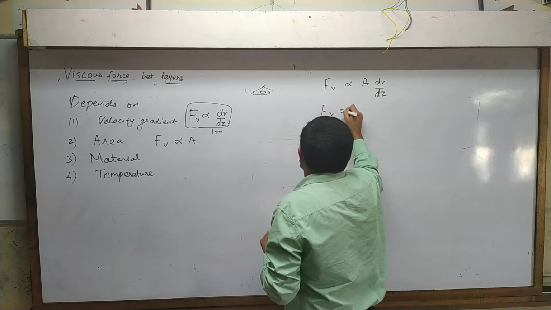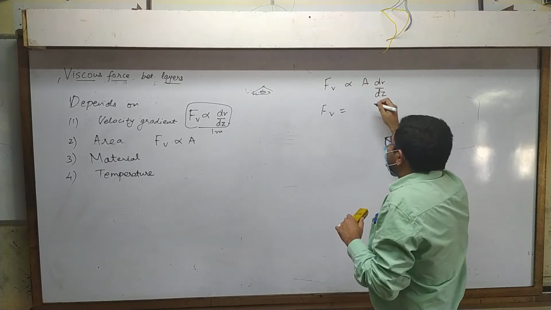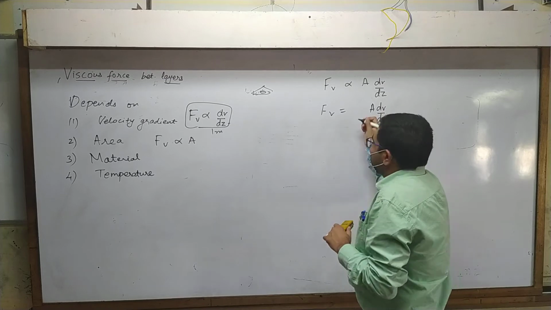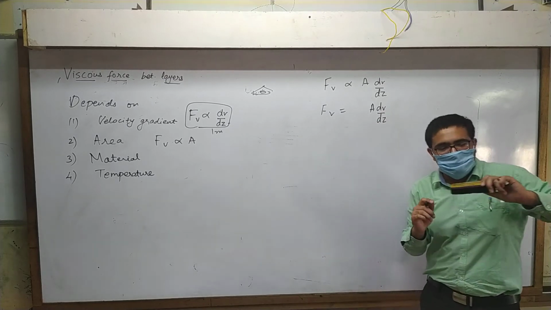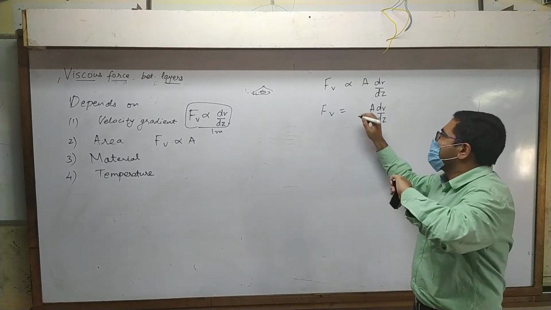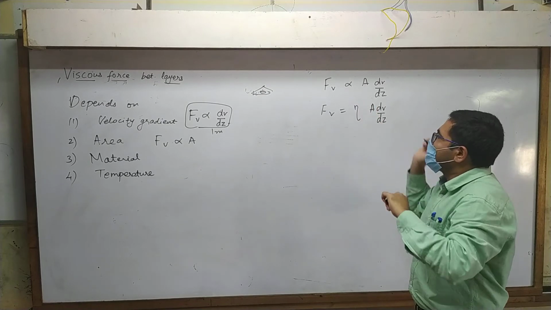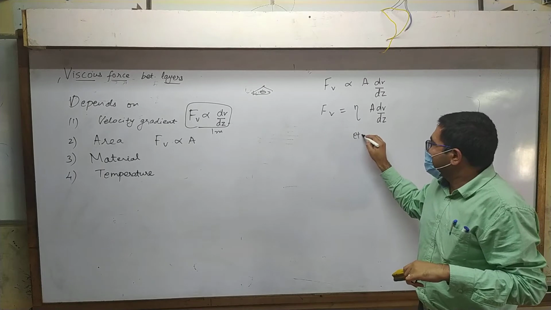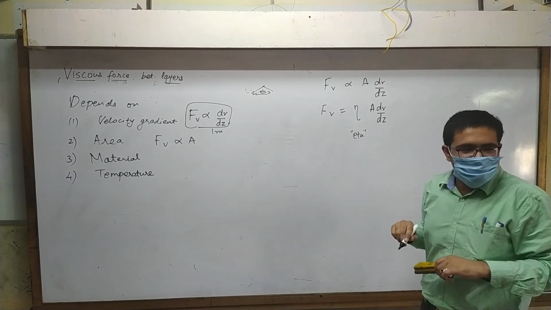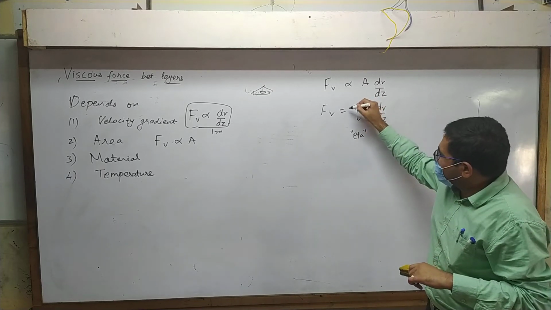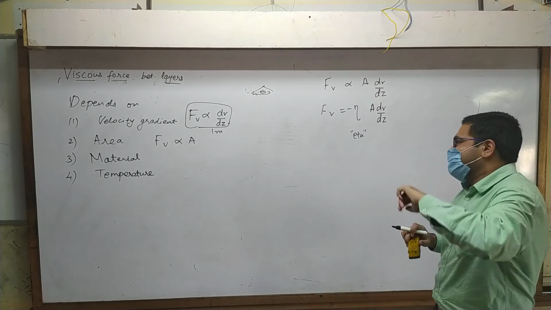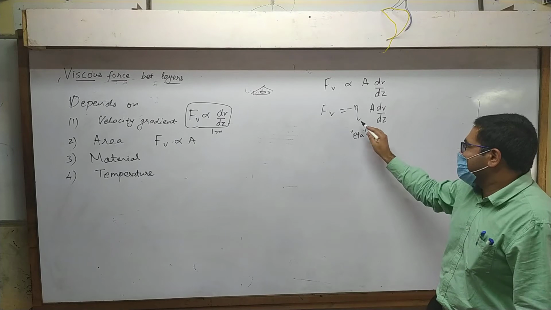And generally when we have proportionality, we like to remove that proportionality and write a constant. So here I am going to put a constant, and that constant is nothing but eta. This is read as eta. And along with it we have to put a minus. Why are we putting a minus sign? That I'll tell you now. First of all, let me tell you about eta.